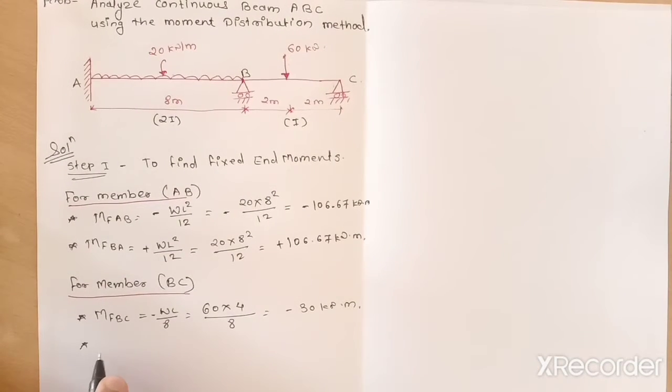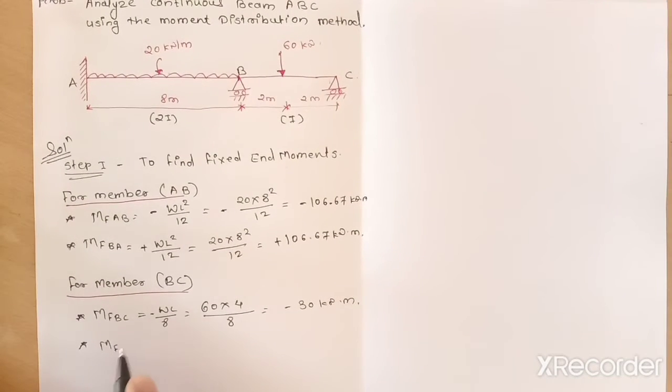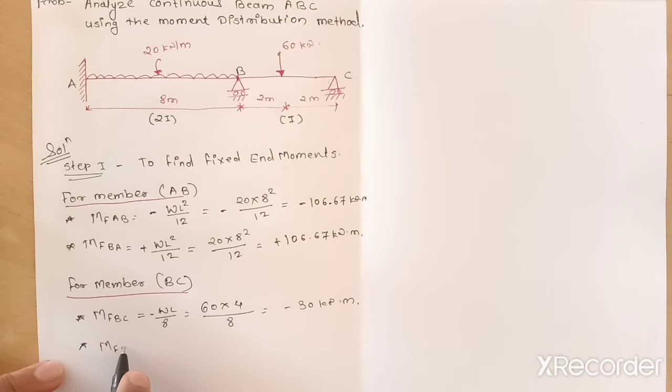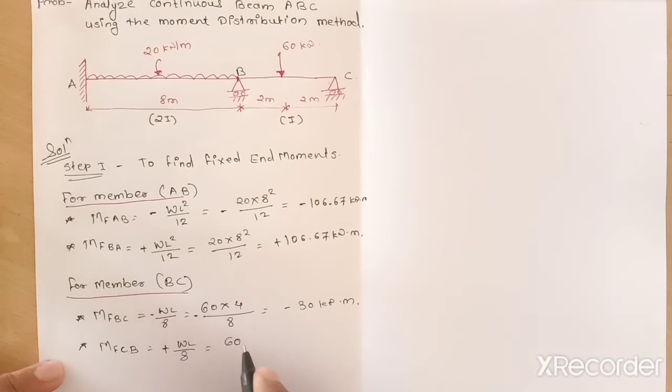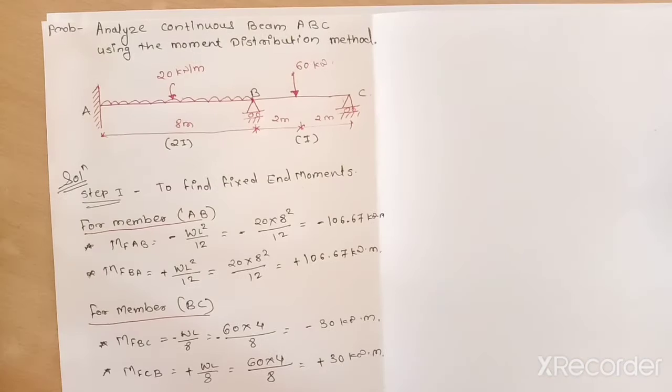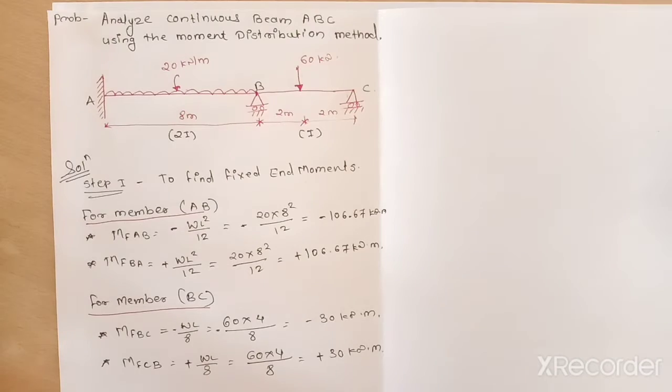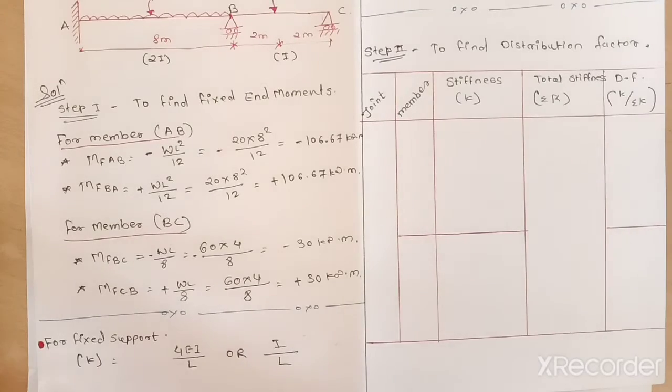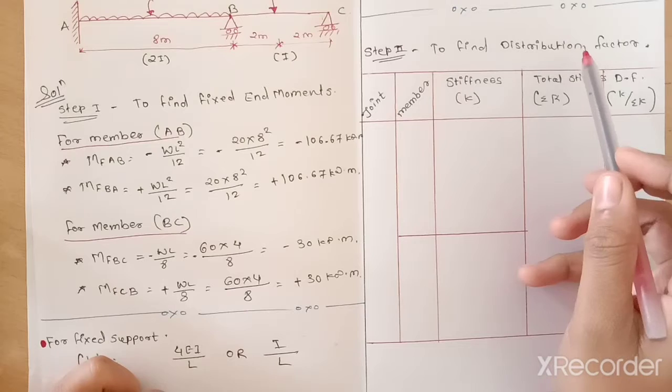Then next, fixed end moment for member CB, same formula is there, only sign is changed, WL by 8. So here plus 60 multiplied by 4 divided by 8 is plus 30 kilonewton meter. These are our fixed end moments. Then next step is to find out distribution factor.